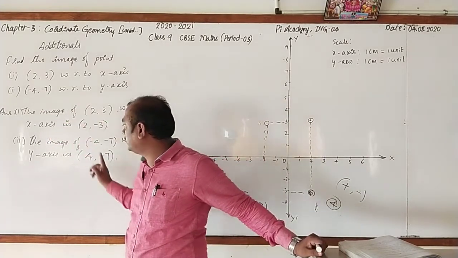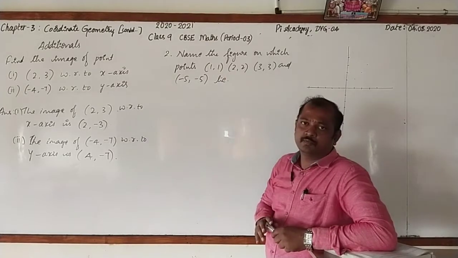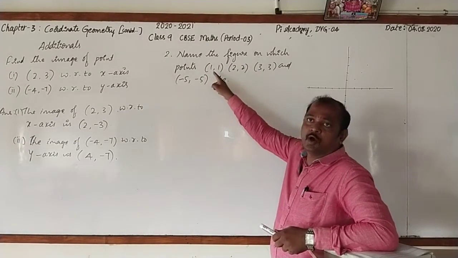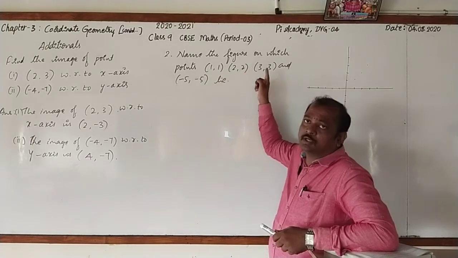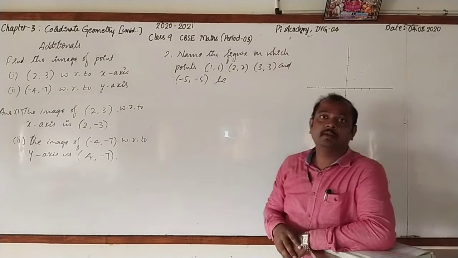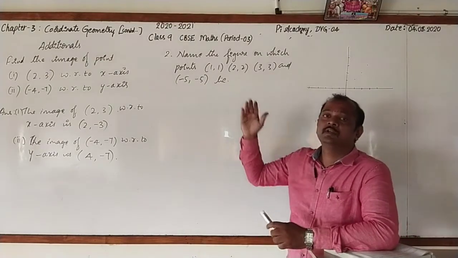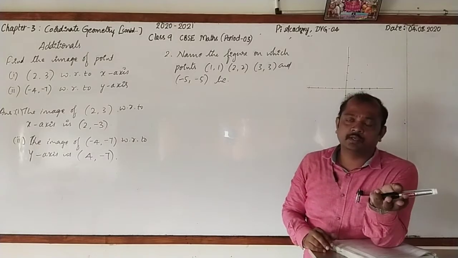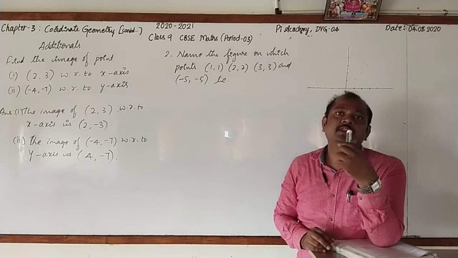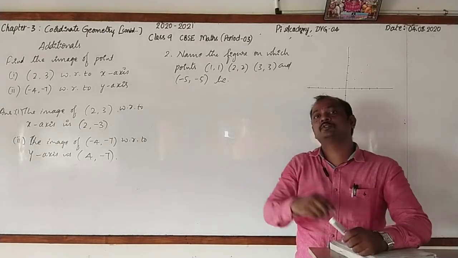Please copy from there to here. Observe this second question. Very simple. Name the figure on which the points 1, 1, 2, 2, 3, 3 and -5, -5 lie. Just, it's very simple. See that x coordinate and y coordinate, nothing but abscissa and ordinate. They are same. When they are same, obviously name the figure which is obtained by joining those points.